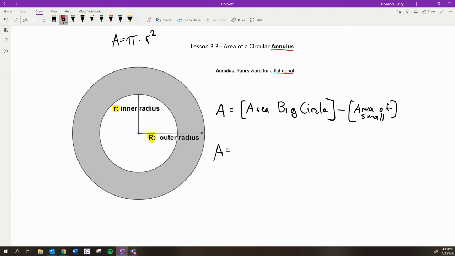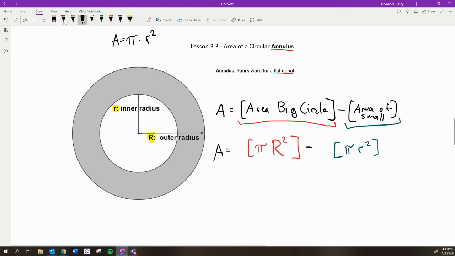So you can imagine if I wanted to find the area of the larger circle, I would just do pi times the radius of the larger circle squared. That's why I used an uppercase R there. And if I wanted to find the area of the smaller circle, I would do pi times the radius of the smaller circle squared, so I use the lowercase r there. It's just as simple as finding the area of the large circle and subtracting the area of the smaller circle.